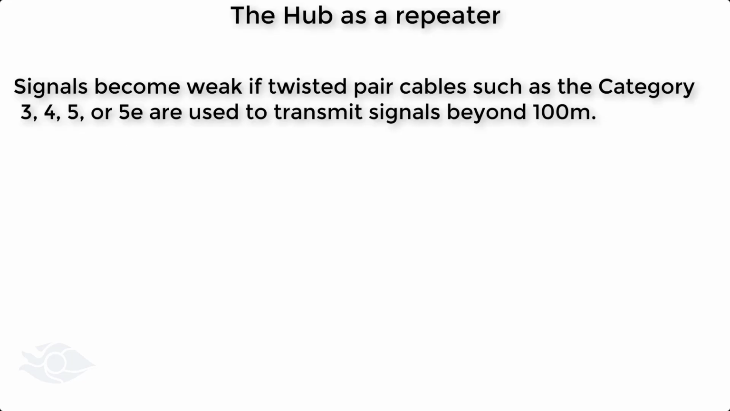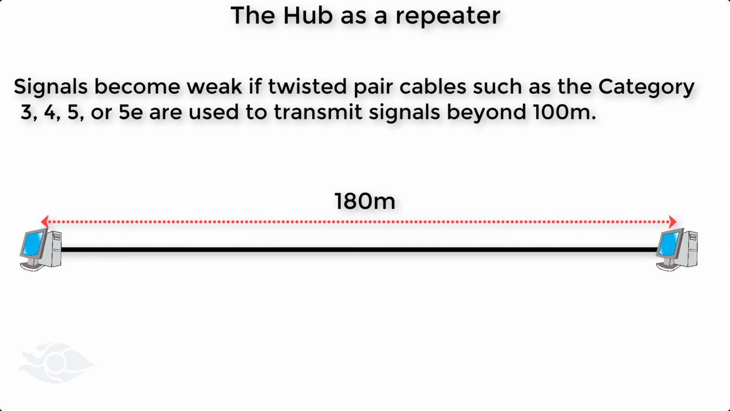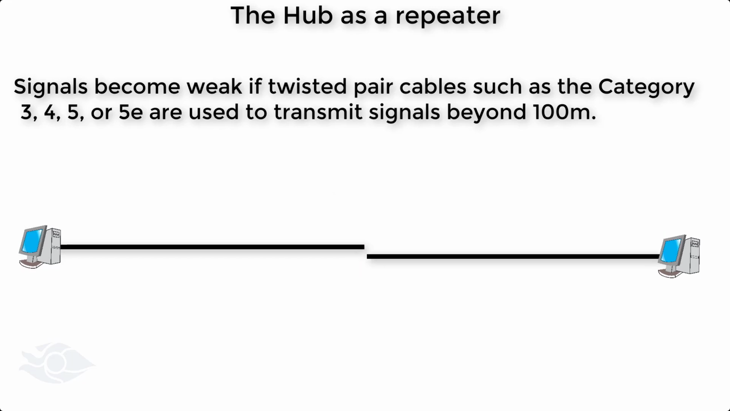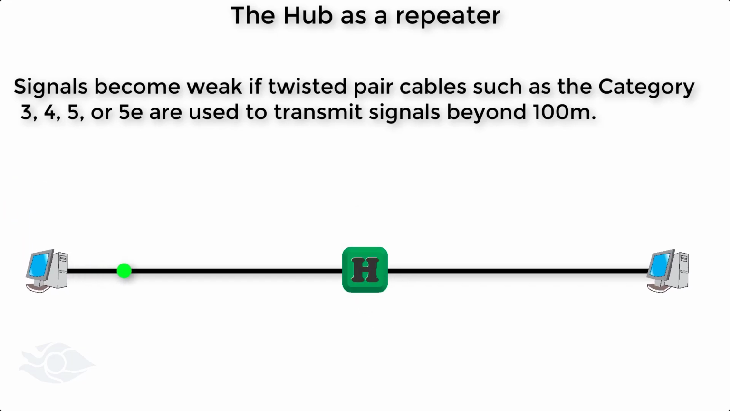Hubs can also help overcome the 100-meter distance limitation of twisted pair cables. Assuming a need to transmit data to a distance of about 180 meters, divide the connection into two parts, terminate them, and connect to a hub. After 90 meters transmission, the hub reconstructs the signal and sends as a fresh signal headed for the destination device. However, a cheaper device to perform this function is called a repeater.